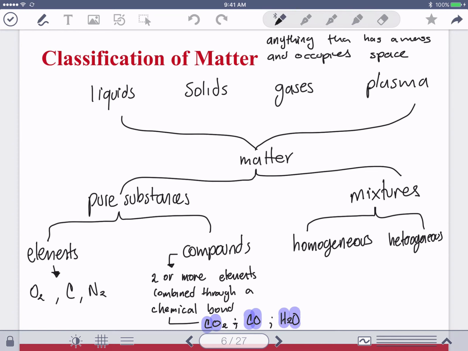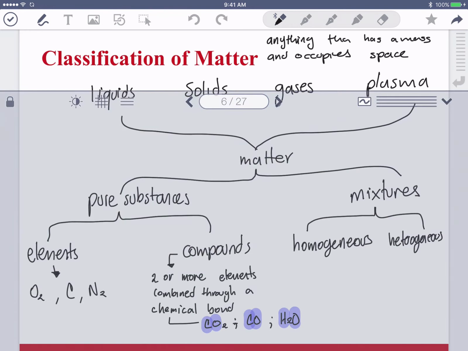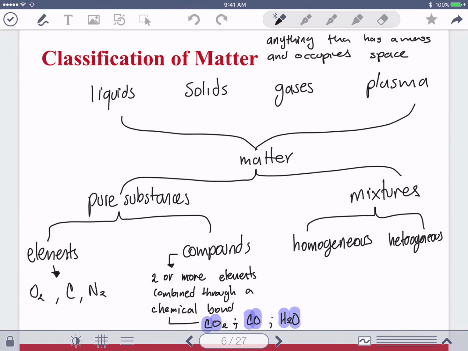When it comes to mixtures, I can classify them as homogeneous or heterogeneous mixtures. So think of homogeneous mixtures as those where you can't really tell the parts. So it looks like one big layer. For instance, when you make Kool-Aid, you can't really see where the water is. It is all one unison combined amount of mixture.